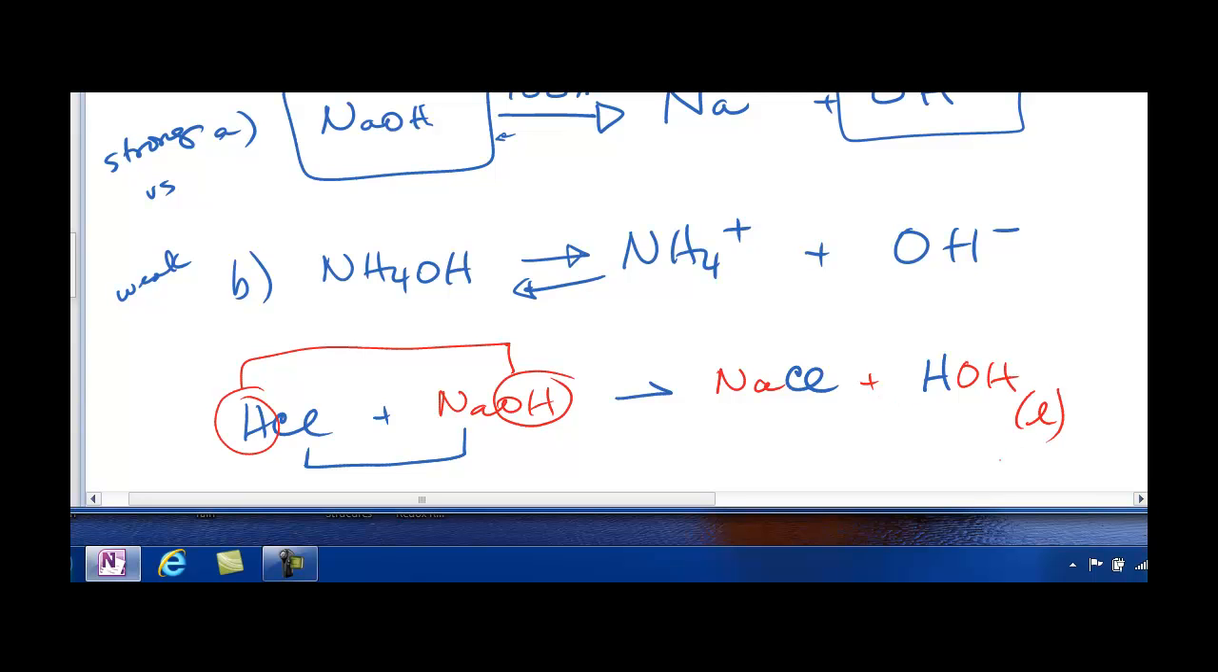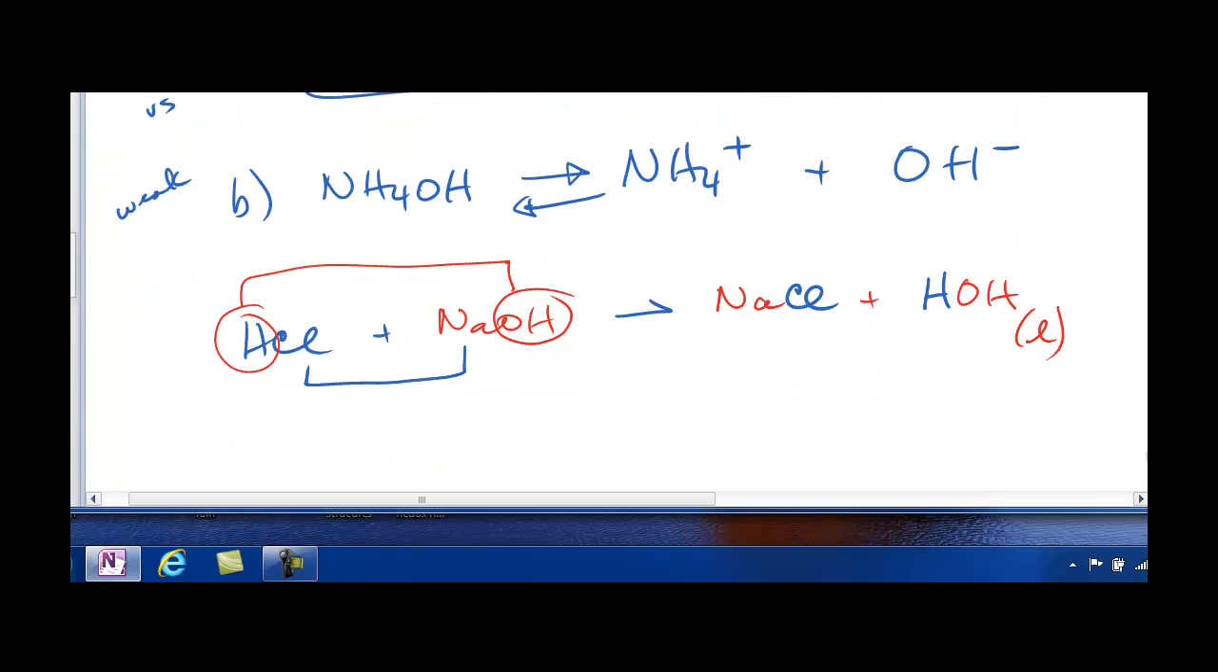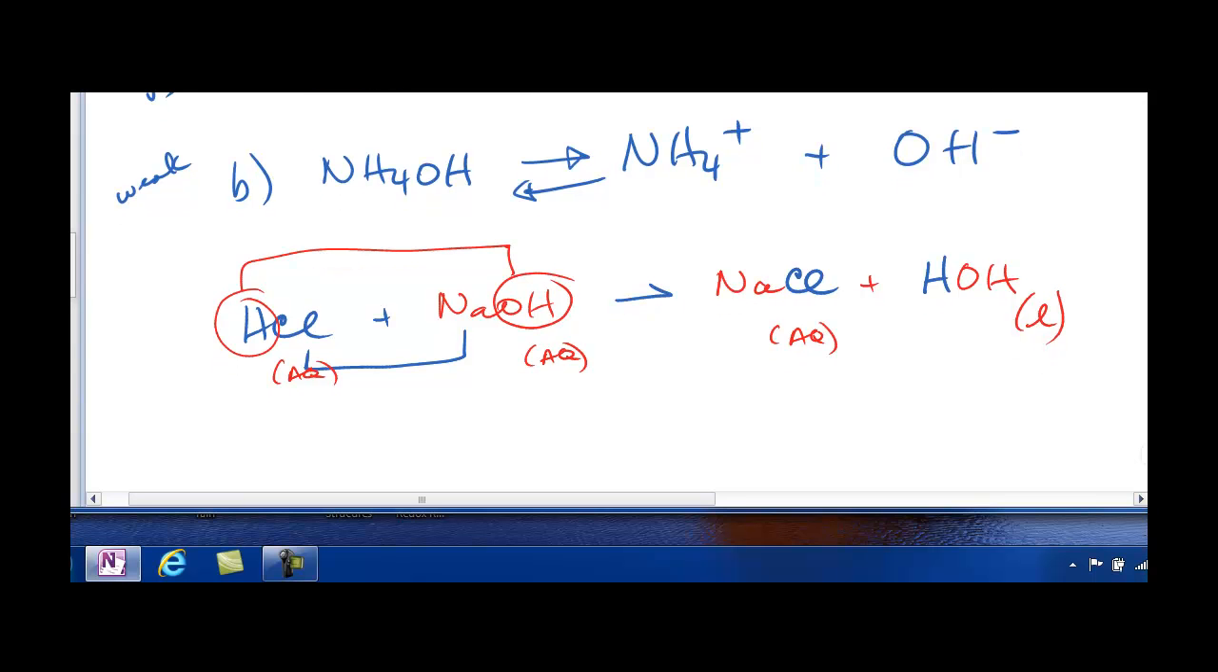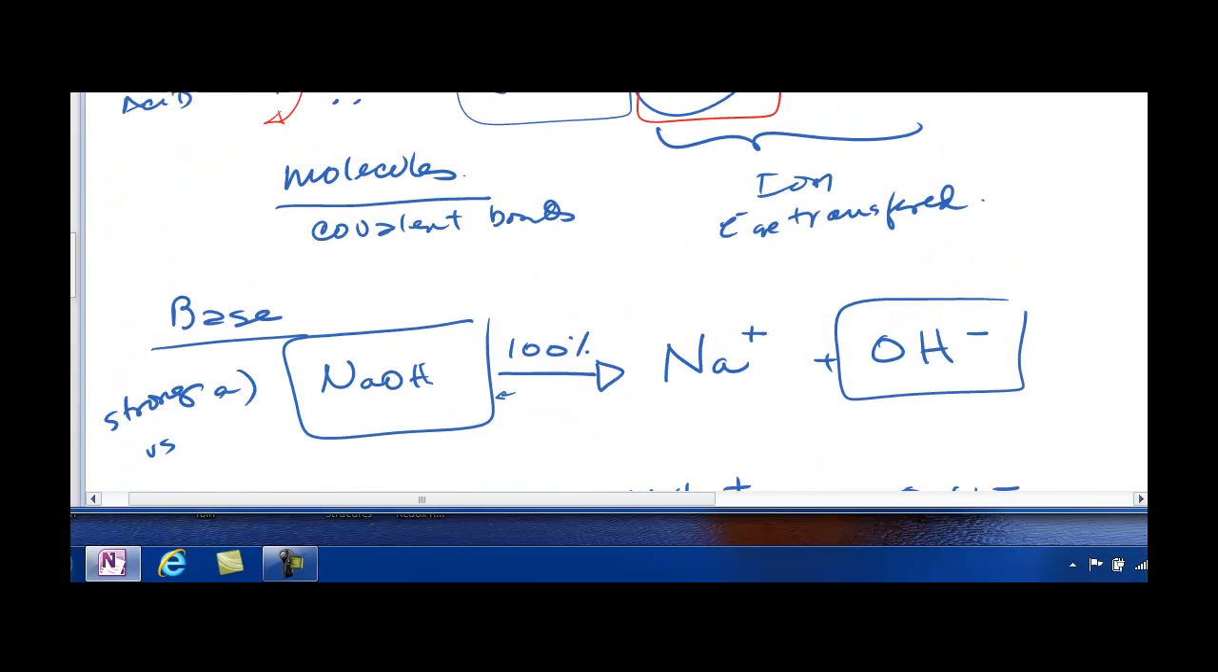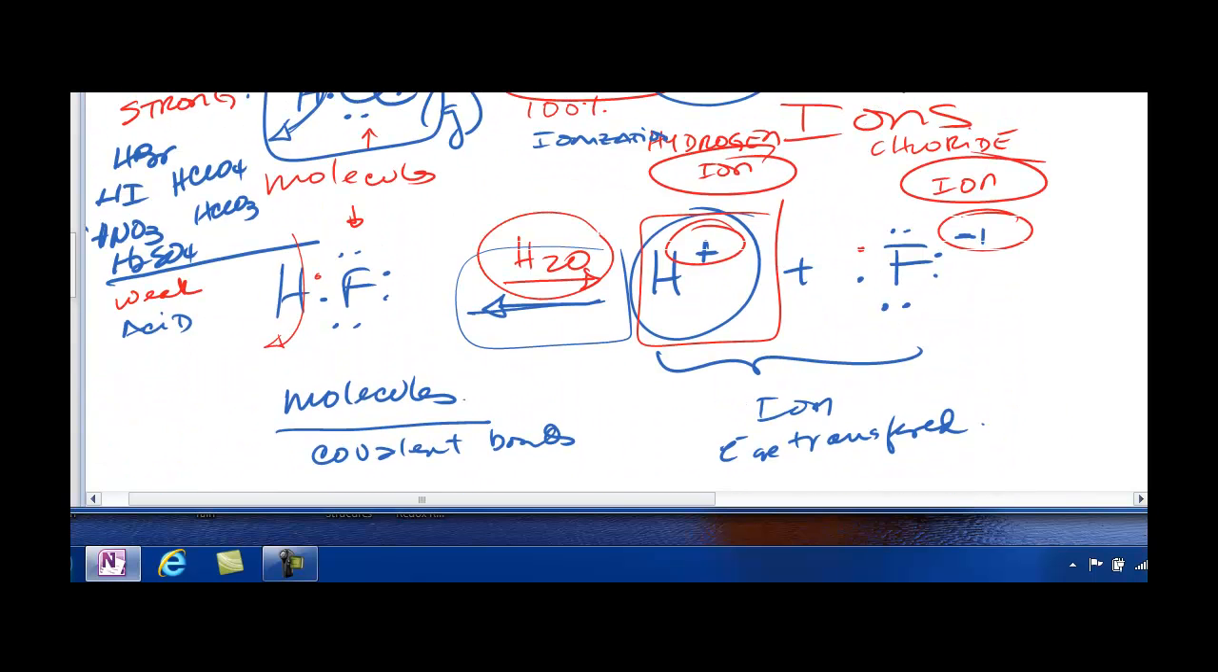This is a liquid. So this could be an aqueous solution of hydrochloric acid and an aqueous solution of sodium hydroxide, and we've seen the ionic reaction, which would be H plus and OH minus going to water. So this is the simplest definition. And it limits itself because water has to be around. If water is not around, according to Arrhenius, there is no acid and there is no base, which is a limitation.